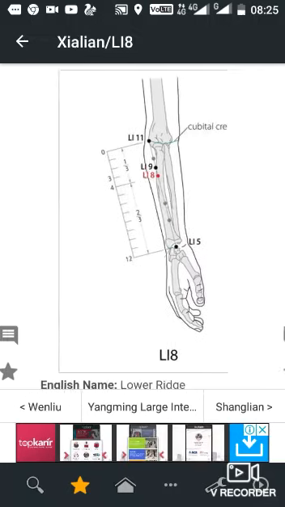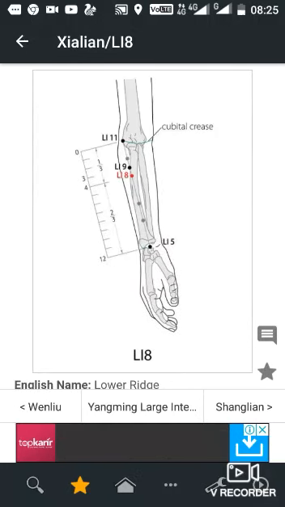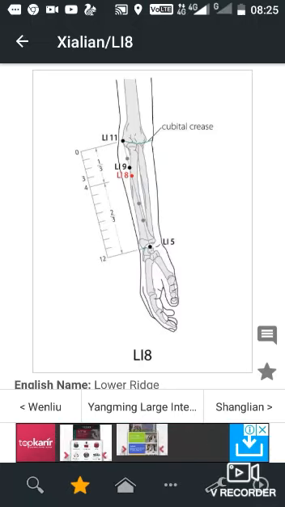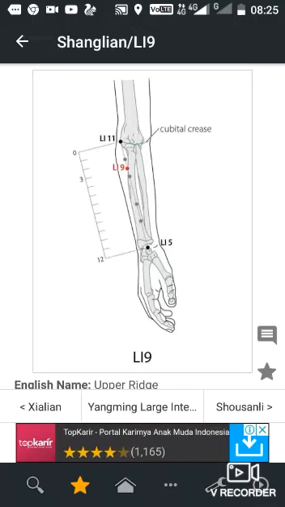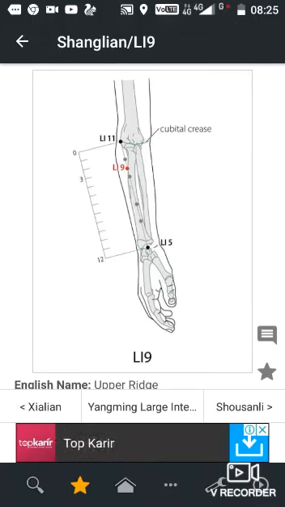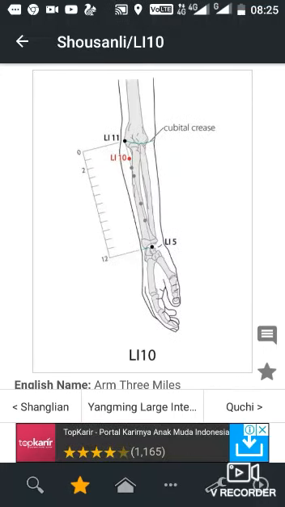Li 8, location. Radial side of the forearm, 4 cun below the elbow crease, on the line connecting Yangxi, Li 5, with Quchi, Li 11. Li 9, location. Radial side of the forearm, 3 cun below the elbow crease, on the line connecting Yangxi, Li 5, with Quchi, Li 11. Li 10, location. 2 cun below Quchi, Li 11, on the line connecting Quchi with Yangxi, Li 5.